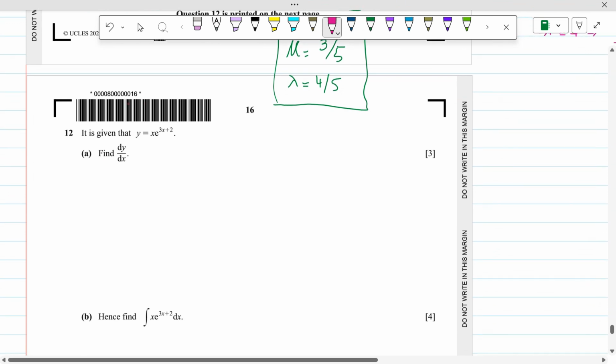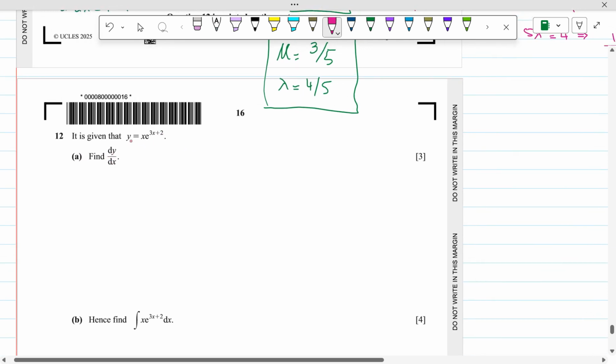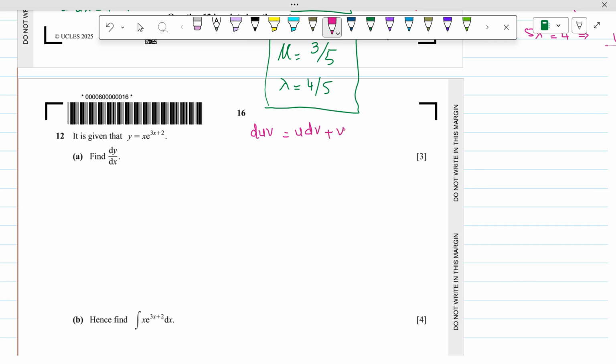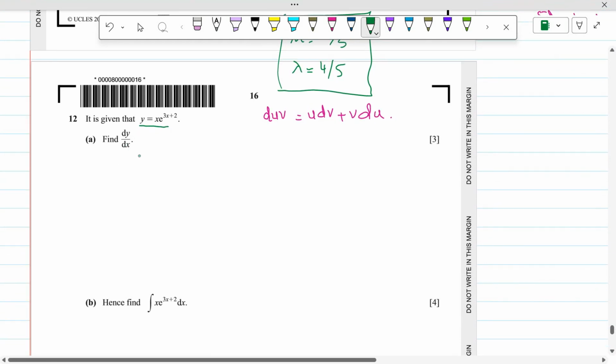Now let's move to question number 12. It is given that y is equal to x times exponential of 3x plus 2. Find the value of dy over dx. We have the function y, which is the product of two functions, so we will use the product rule, which is d(uv) is equal to u times the derivative of v plus v times the derivative of u. This is the product rule we will apply to the given function y, so that we can find the value of dy over dx.